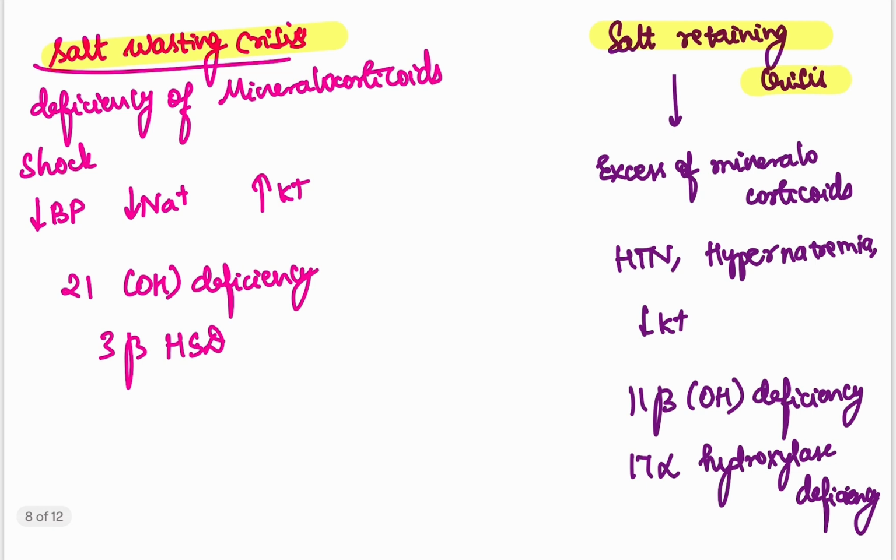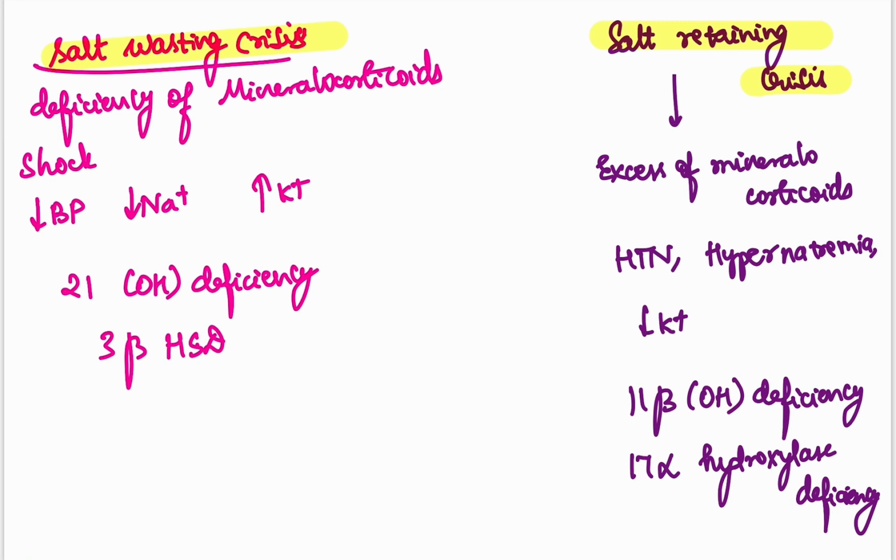So in congenital adrenal hyperplasia, how do you choose the options based on the MCQ options? First, you have to find out if it's a salt wasting crisis. How do you find out if it's a salt wasting crisis? In salt wasting crisis, there is deficiency of mineralocorticoids. The patient is going to present with shock, hypotension, hyponatremia, and hyperkalemia.